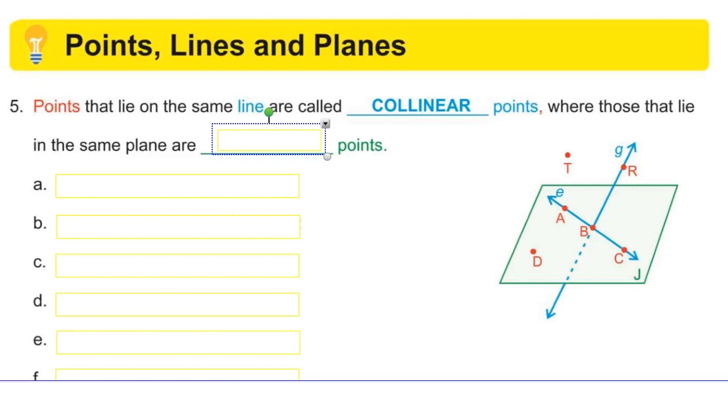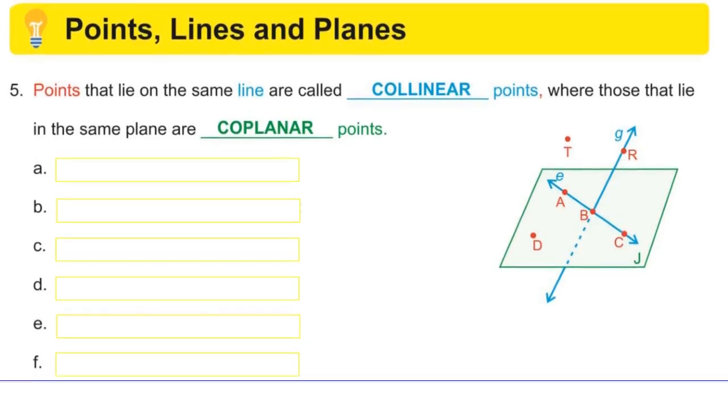What about those that lie in the same plane? What would they be called? So if we're going to call them collinear if they're on the same line, what are we going to call them if they're in the same plane? And we're going to say coplanar, right? Coplanar points. So collinear along the same line, coplanar in the same plane. All right, let's see if we can answer a couple questions here.